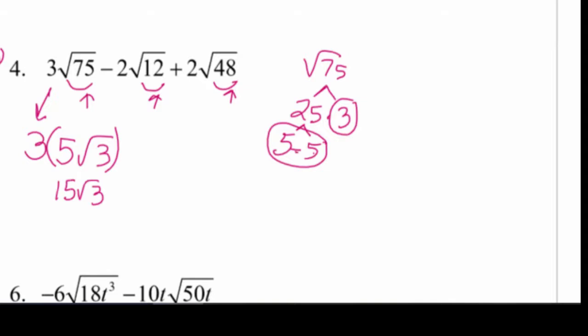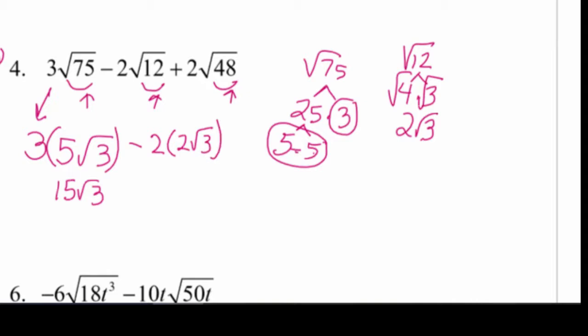Square root of 12. Square root of 12 is 4 times 3. Square root of 4, square root of 3. So 2 square root of 3. And so here we're going to take, this is a negative 2 times a 2 square root of 3. Right? We replace the 12 with that. So this is a negative 4 square root of 3. So these two are definitely like terms, aren't they?